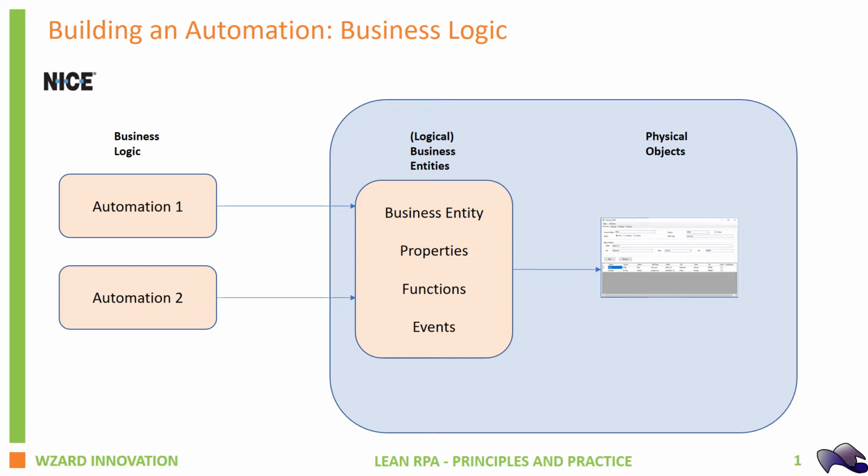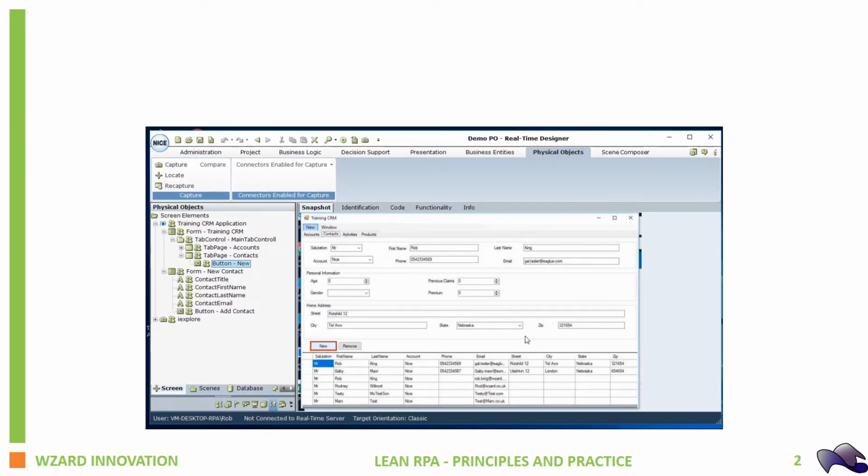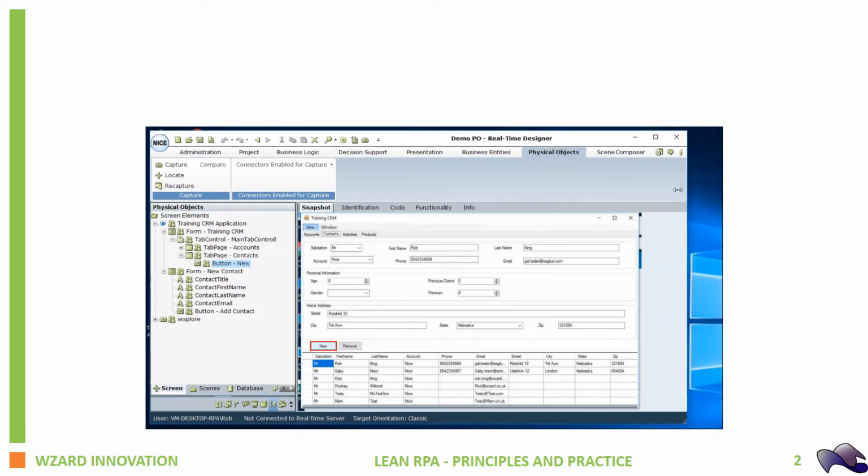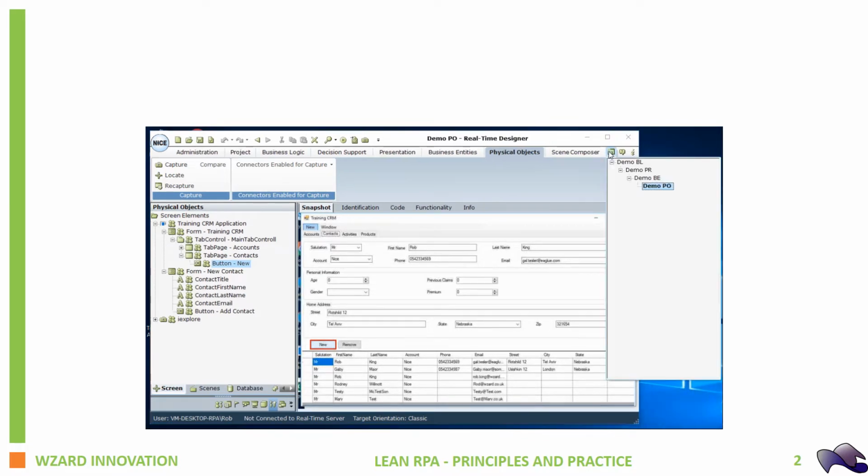Let's have a look at the NICE application to see how that looks in practice when you open up the application. I've done a little prior setup and captured the information from the training CRM, and you can see that displayed on the screen, and we're on the tab Physical Objects. But what I've also done is set up a program hierarchy, and I'm going to look at that over here. If you can see that, that's better.